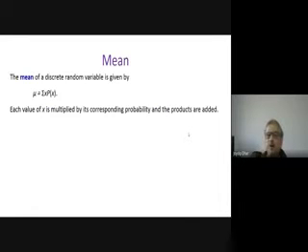Now coming to the mean of a discrete random variable, how do we calculate it? If I multiply each outcome of the random variable with its corresponding probability and sum up over all outcomes, it is the summation of x times p(x). We already know that p(x) is the probability of that outcome of the random variable. If I multiply x into p(x) and sum up over all possible outcomes, that will give you the mean of the random variable.